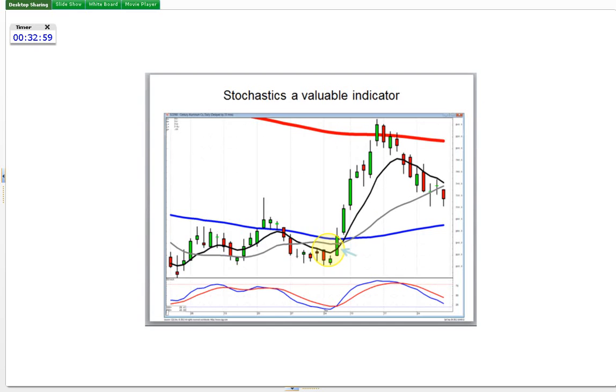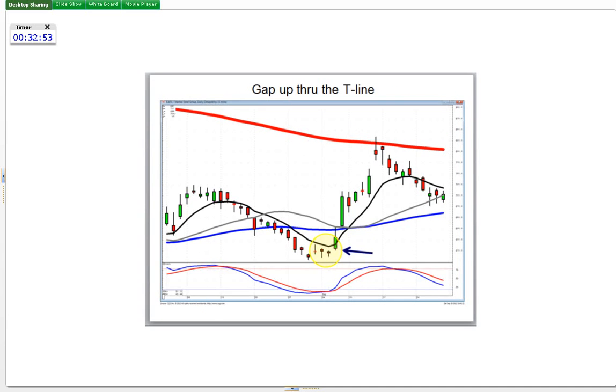Again, do we always get a big 40% move in 2 days? Not necessarily, but we're in the position where if that type of thing is going to happen, our probabilities of being in the right trade at the right time are that much stronger. Spinning top Doji, gap up through the T-line and the 50. The T-line, again, is your 8 exponential moving average.